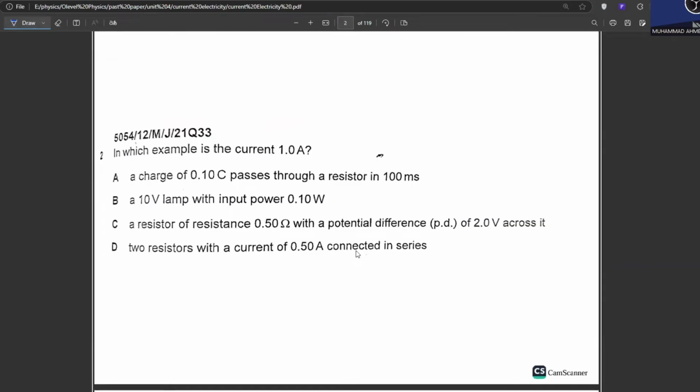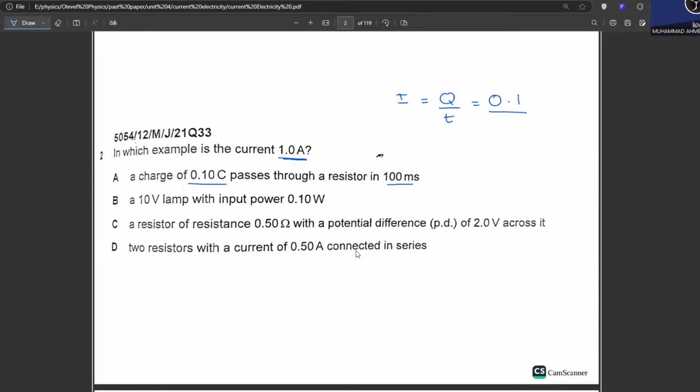In which example is the current equal to 1 ampere? Okay. So we have to calculate the current for all the examples and we have to see in which example it is equal to 1 ampere. Let's check out option A. We have a charge of 0.1 coulomb. Current is equal to charge over time. Charge is 0.1 coulomb and the time is 100 milliseconds.